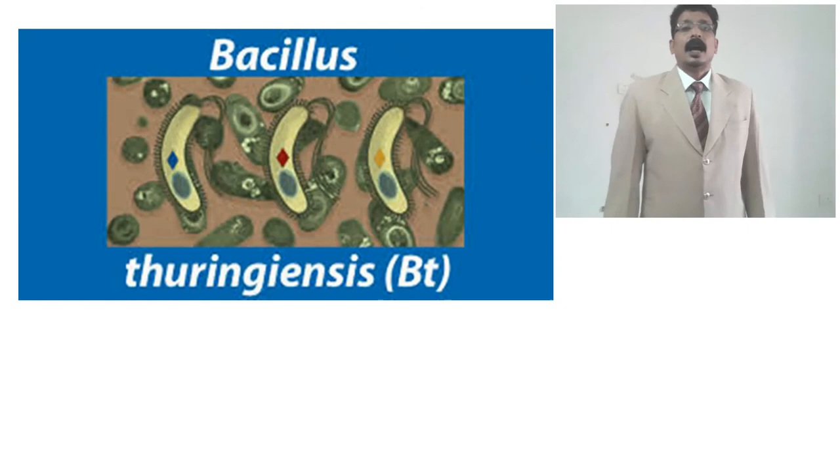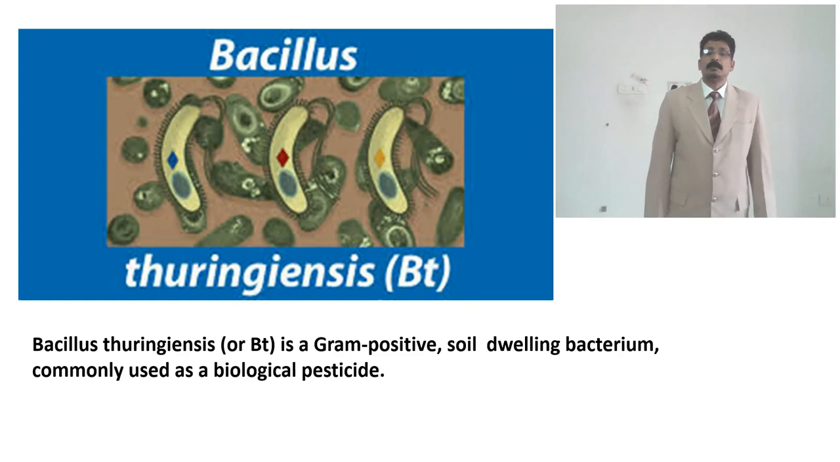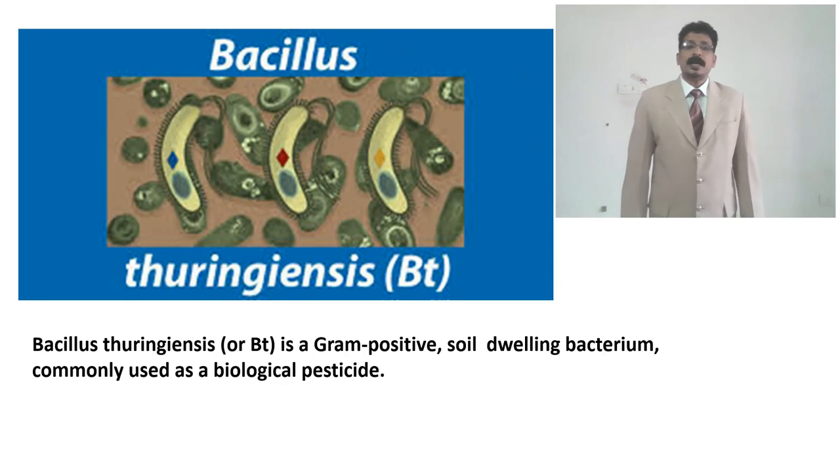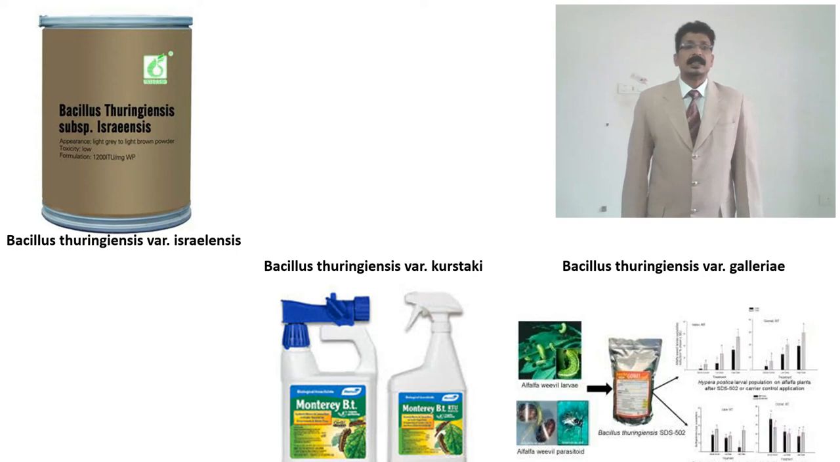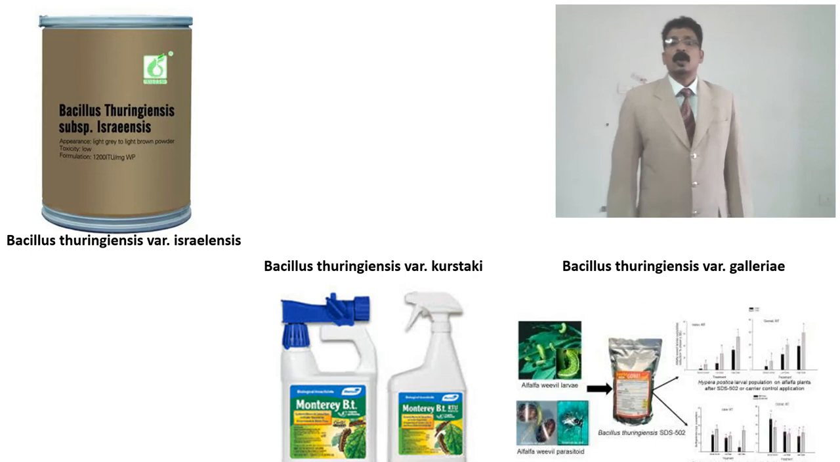And Bacillus thuringiensis, I have made a picture because it's the very common bacterium which can be used in biopesticides. It is a gram-positive, soil-dwelling bacterium commonly used in biological pesticides and various products, as shown in the picture. Biopesticides include, for example, Bacillus thuringiensis variety israelensis, Bacillus thuringiensis variety kurstaki and Bacillus thuringiensis variety galleriae.